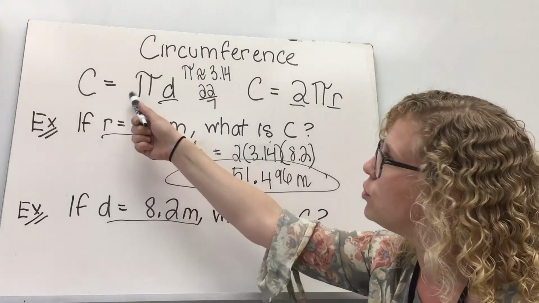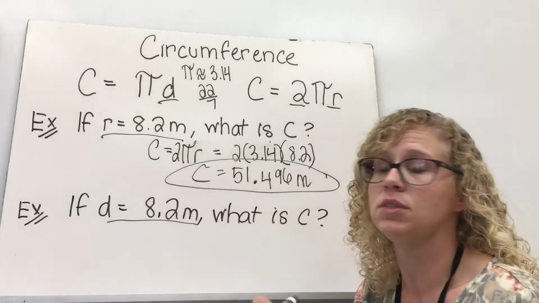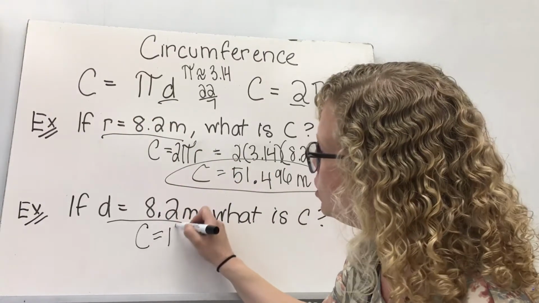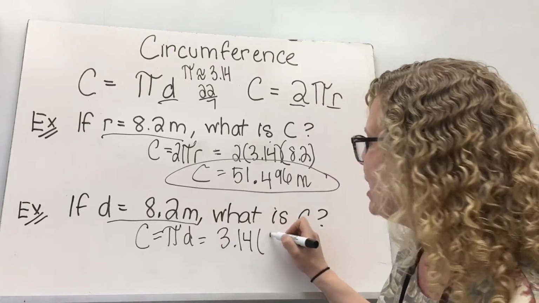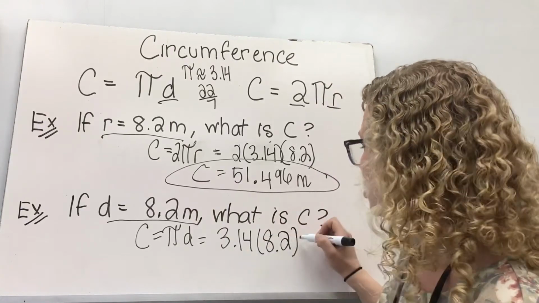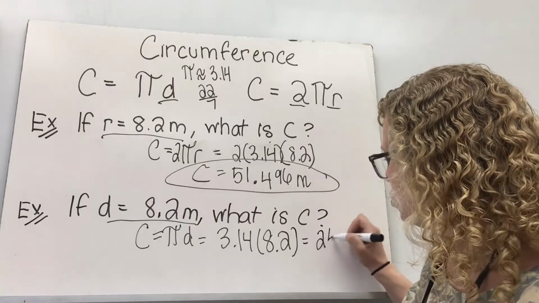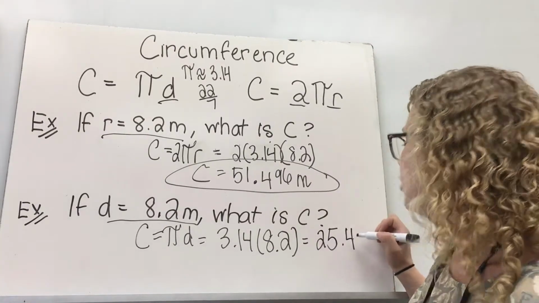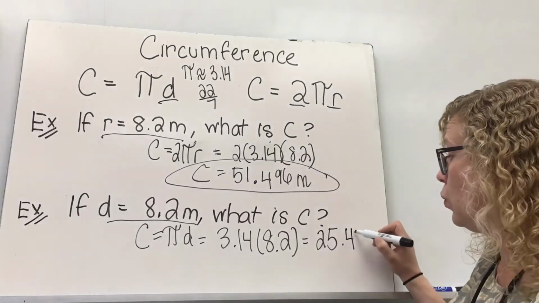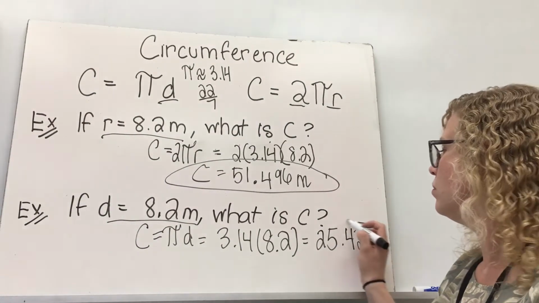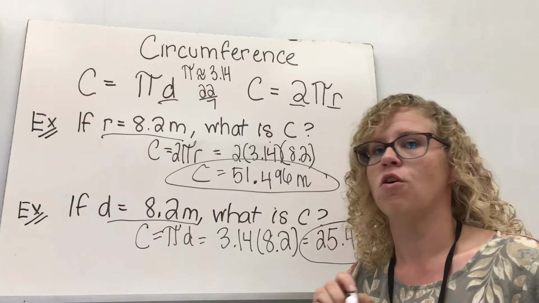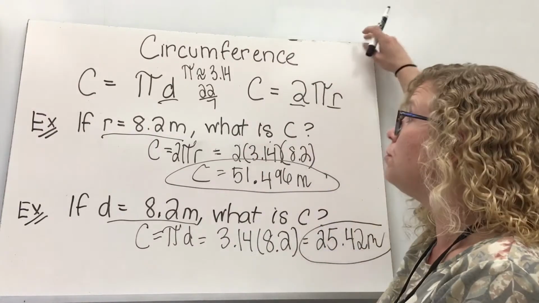So we'll look at our circumference formulas. Here we have pi times d. Let's use that one. Circumference is equal to pi times diameter, which is going to be equal to 3.14 times 8.2. On your calculator, you will see that this one gives us 25 and 42 hundredths meters. Hopefully you're following along, and I'm not moving too fast.